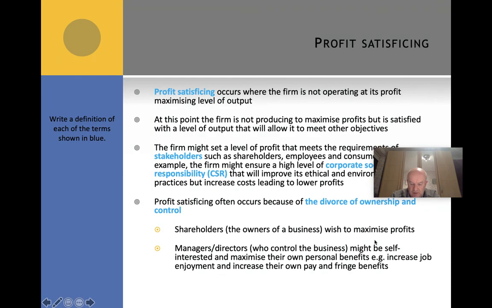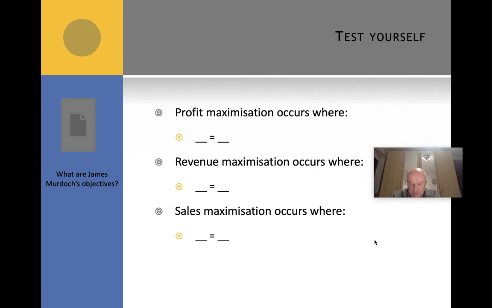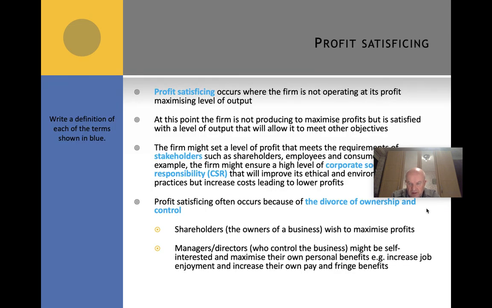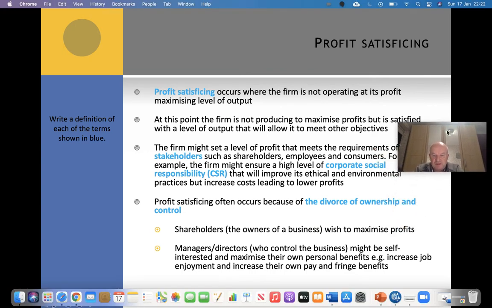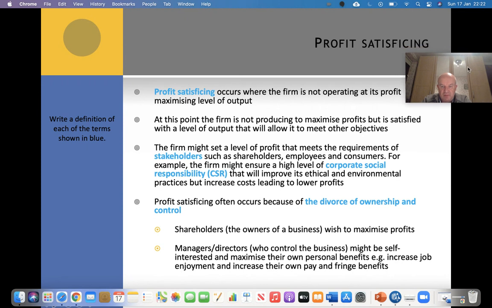Okay, so profit satisficing I mentioned to you previously. And this is where effectively the business is not necessarily about just achieving a maximum profit. Okay, so it could be where maybe the business is still making a profit, but in this instance they may not be producing at a point at which they're maximising profits. Okay, and in some cases that could be down to all sorts of reasons.